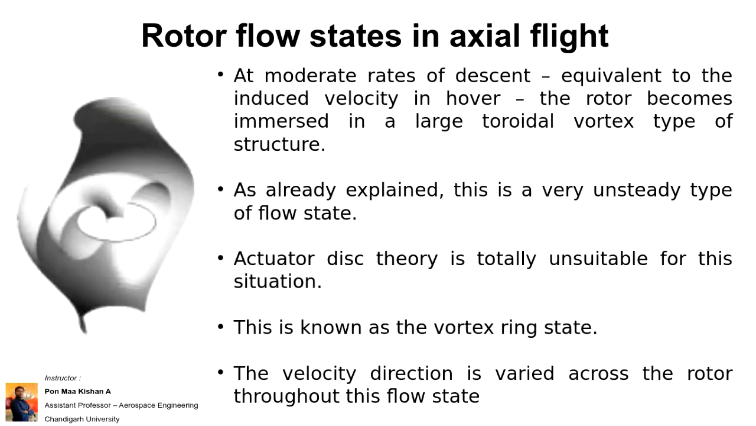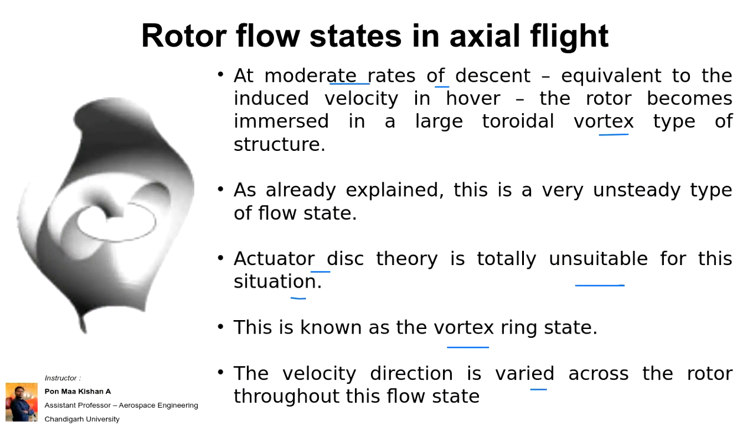Right. So the next one is moderate rates. Let's consider the helicopter is coming down at 25 meters per second. In that case, the vortex generation in the rotor will be large. So momentum theory is not at all suitable for this situation, because we are not considering the vortex formation and its effect when we are calculating with momentum theory. This state is called the vortex ring state, and the velocity varies across the disk, because some will be acting upward and some downward, depending upon the vortex formation.